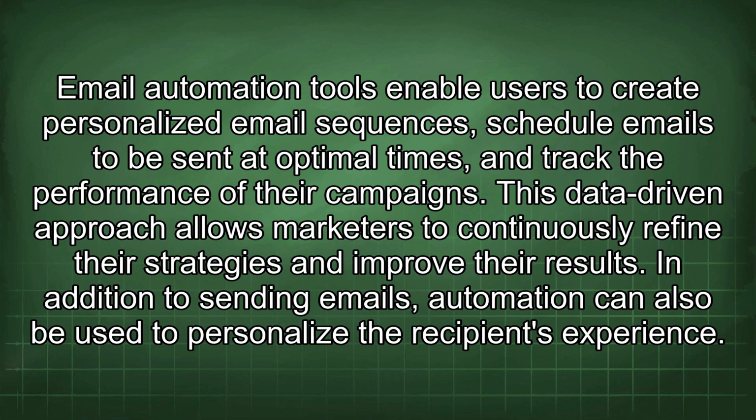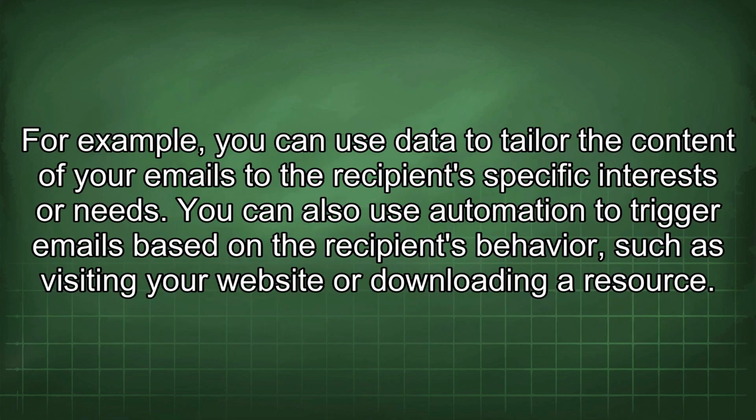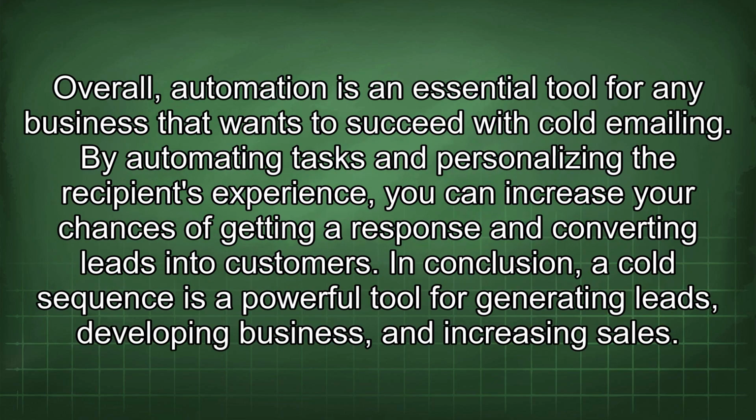In addition to sending emails, automation can also be used to personalize the recipient's experience. For example, you can use data to tailor the content of your emails to the recipient's specific interests or needs. You can also use automation to trigger emails based on the recipient's behavior, such as visiting your website or downloading a resource. Overall, automation is an essential tool for any business that wants to succeed with cold emailing.